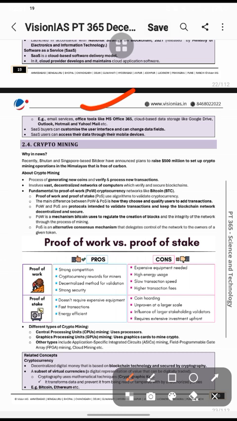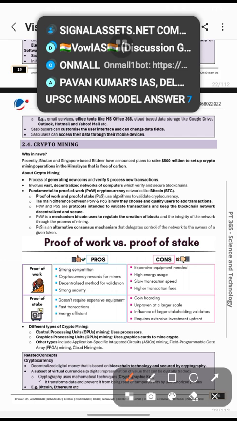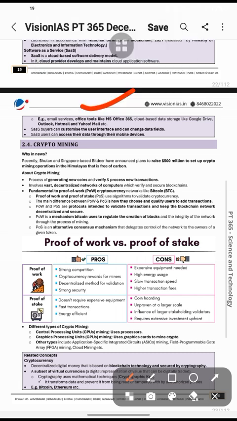So there is strong competition. Cryptocurrency rewards go to the miners, and it is a decentralized method that does not require equipment, with fast transactions and energy efficiency. And now there is proof of stake. Proof of work is expensive, with high energy use, slow transaction speed, higher transaction fees, and coin hoarding keeps happening. Proof of stake is unproven at larger scale, may be influenced by larger stakeholders, and requires extensive investment.